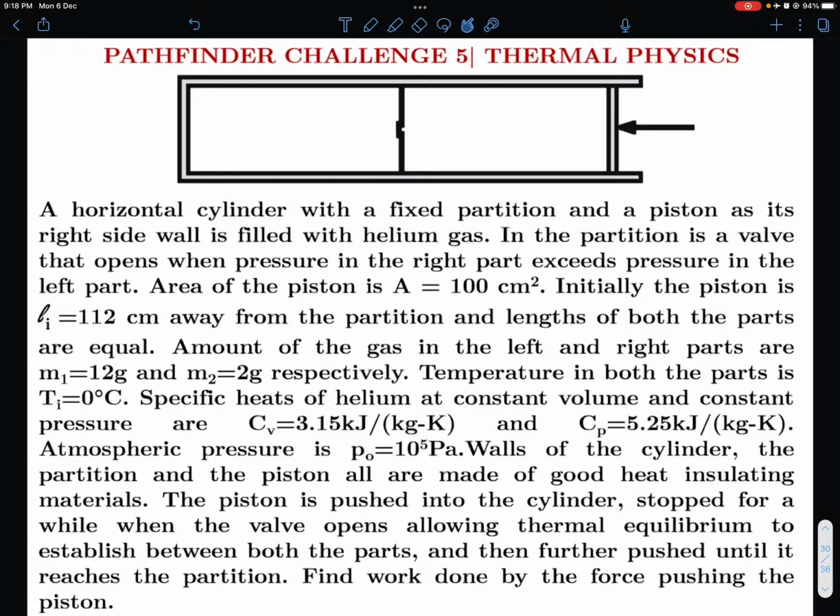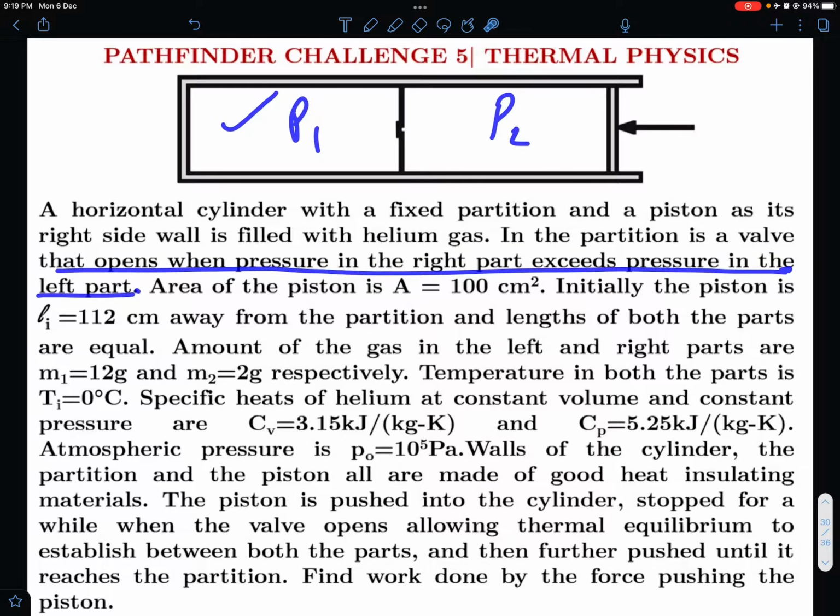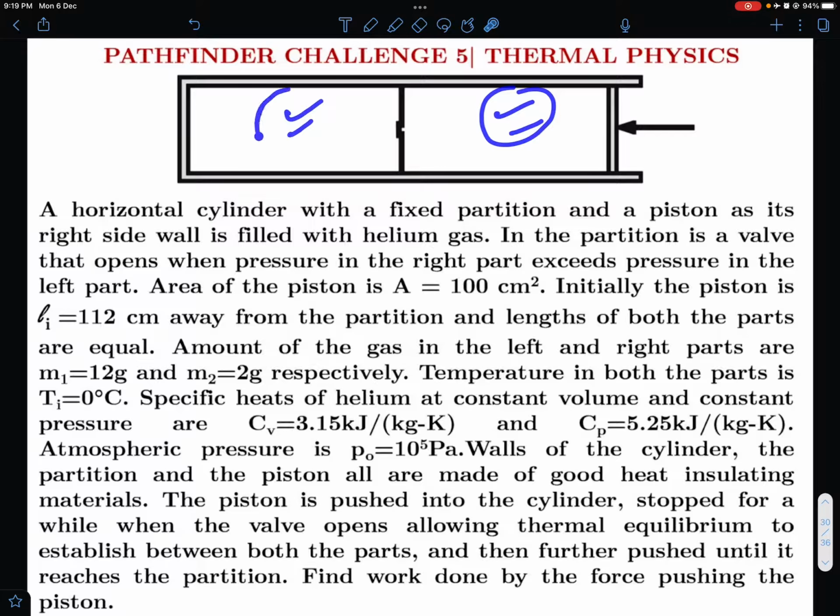So let me formally read the question. Okay, so here it goes. A horizontal cylinder with a fixed partition and a piston at its right side wall is filled with helium gas. There's a piston on the right hand side and there is a valve in between, and there is helium gas here also and helium gas here also. In the partition is a valve that opens when the pressure in the right part exceeds the pressure in the left part. So there is some pressure here, let's say P1, and some pressure P2. When this pressure exceeds this pressure, this valve will open.